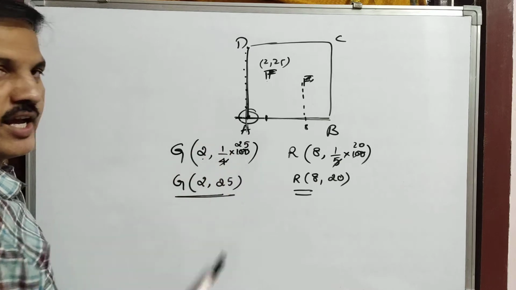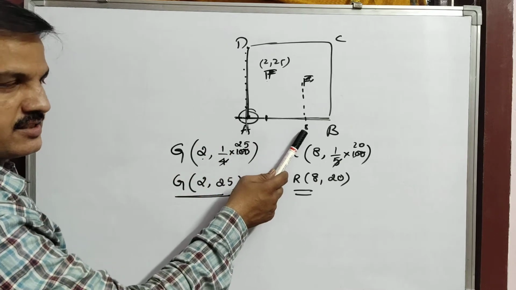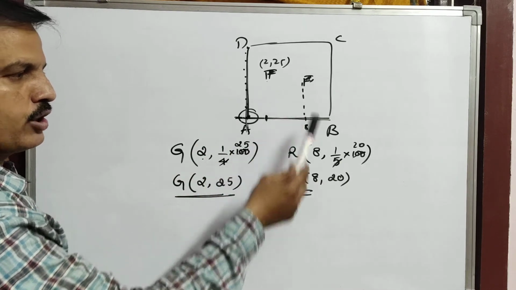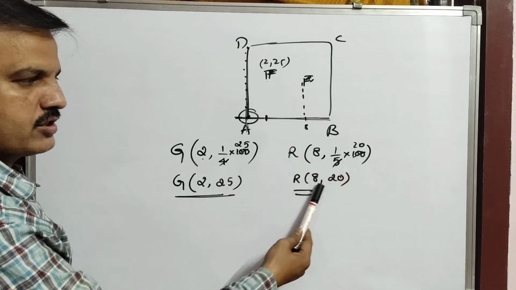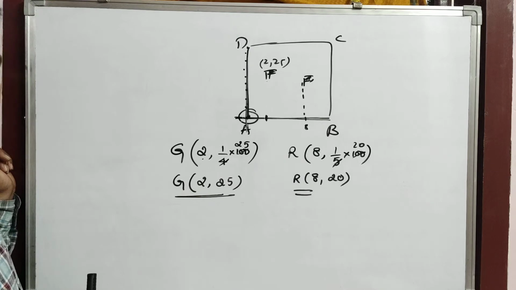Next, coming to the red flag, she is on the 8th line. On the 8th line she plotted 1/5 of the 100. That is 5 ones are 5, 5 20s are 100. So the point is (8, 20). Okay.